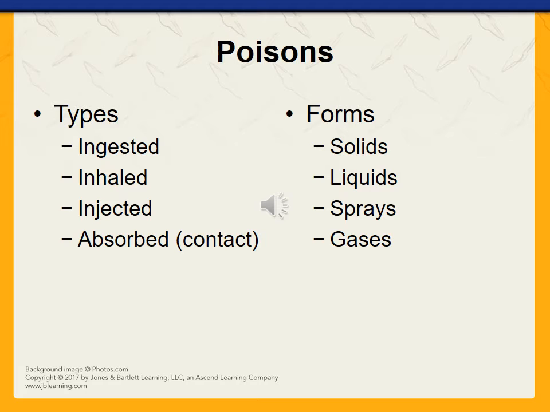So poisons can be found in numerous types and forms. When we're talking about a poison, you need to know the type of poison and how it came in contact with the individual. Was it ingested? Was it an inhaled poison? Was it an injected poison? Or absorbed just by direct contact? And then the forms. The poisons can come in many forms. They can be a solid, liquid, spray, or gas.